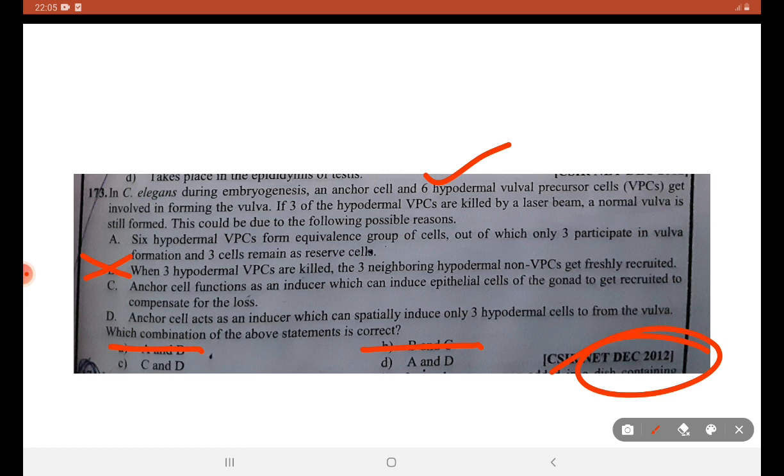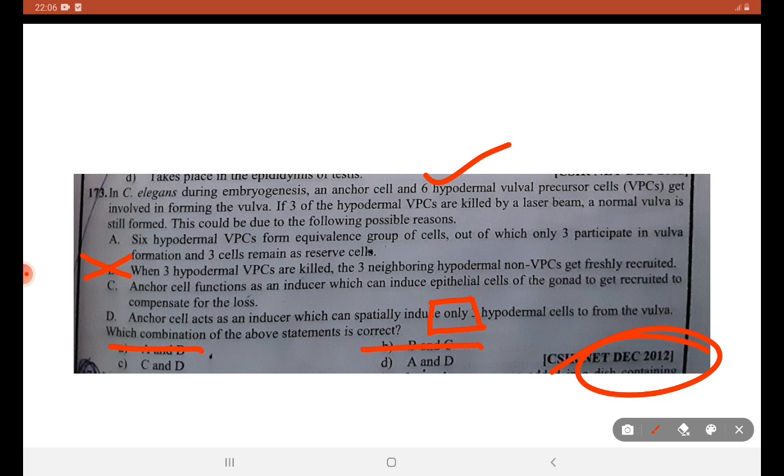The anchor cell acts as an inducer which can spatially induce only 3 hypodermal cells to form the vulva. Only? Is it a correct one? If the word 'only' is present in any of the given statements, please mark it and think it over before answering. This is a kind suggestion from my side. The anchor cell functions as an inducer which can induce epithelial cells of the gonad to get recruited to compensate for the loss. Now read the first statement. 6 hypodermal vulval precursor cells form an equivalence group, out of which only 3 participate in vulva formation and 3 remain as reserve cells.